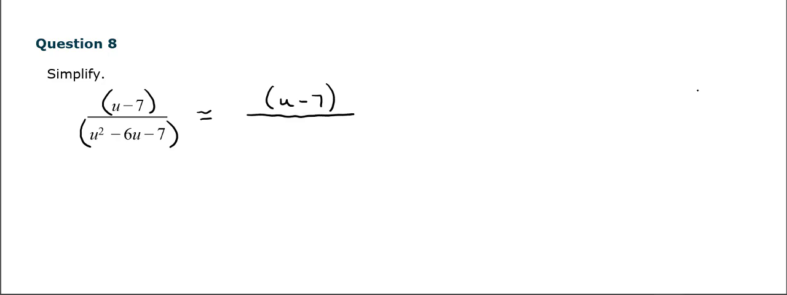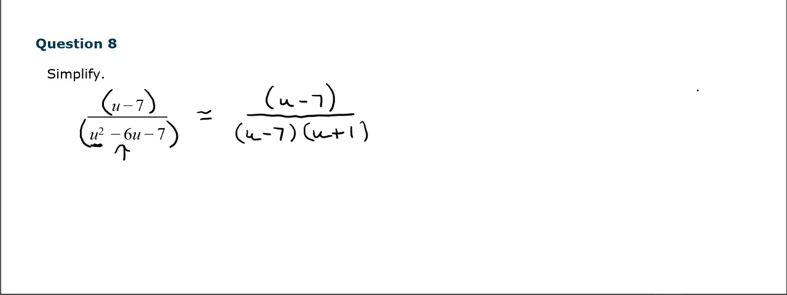But in the denominator, we can factor using our shortcut in factoring, since this is just a u squared and it doesn't have a coefficient greater than 1. So I look for the factors of negative 7 that add to a negative 6, which would be a negative 7 and a positive 1. Because negative 7 plus 1 is negative 6, which is our middle term, and negative 7 times positive 1 is negative 7.